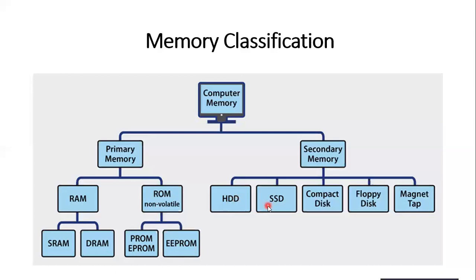Then another kind of memory is the SSD. This memory is very fast compared to all other memory, and it's very costly compared to the hard disk and other memories.